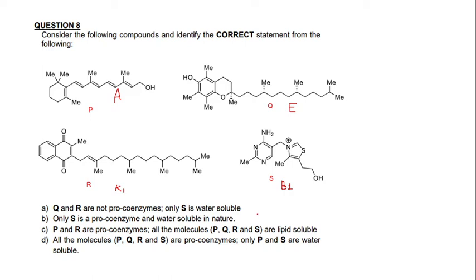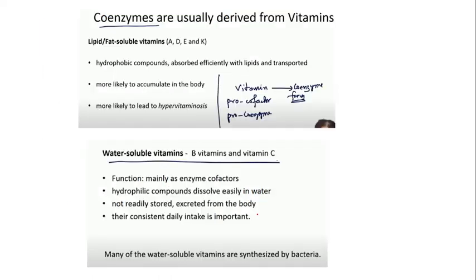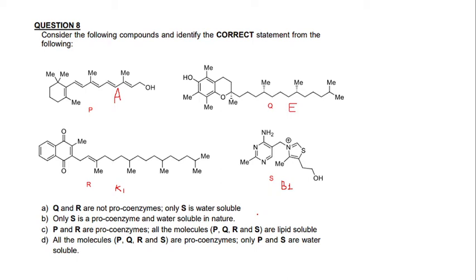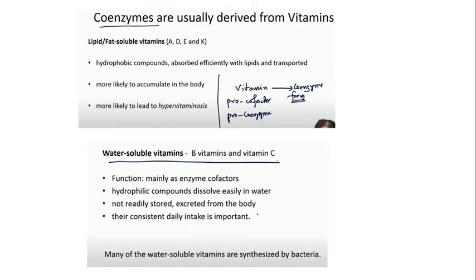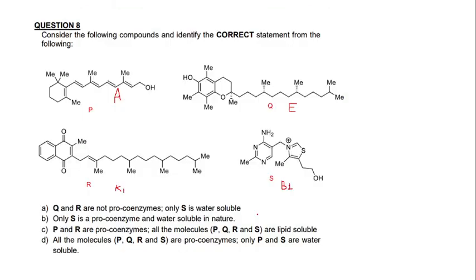Okay. So which option is correct? Here we have told what are the water soluble and lipid soluble vitamins. A, D, E, K are vitamins that are lipid or fat soluble. B and C are water soluble. So let's go to the options. Here it is saying that S is water soluble. That is B1, and we know that vitamin B is water soluble. Fine. Only S, not Q.